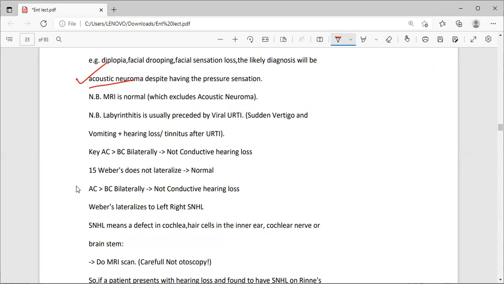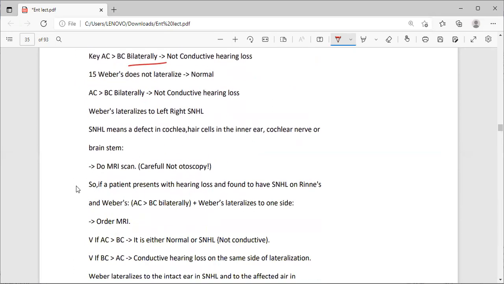So MRI may be normal, which excludes acoustic neuroma. I will tell you about this. Labyrinthitis is usually preceded by a viral illness. I will tell you about this again. I have already explained all these. Okay. Weber lateralizes to the left.